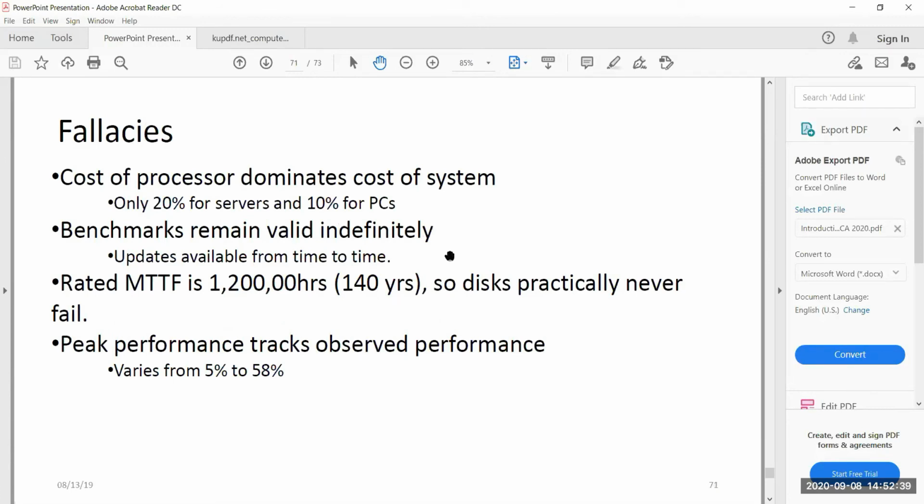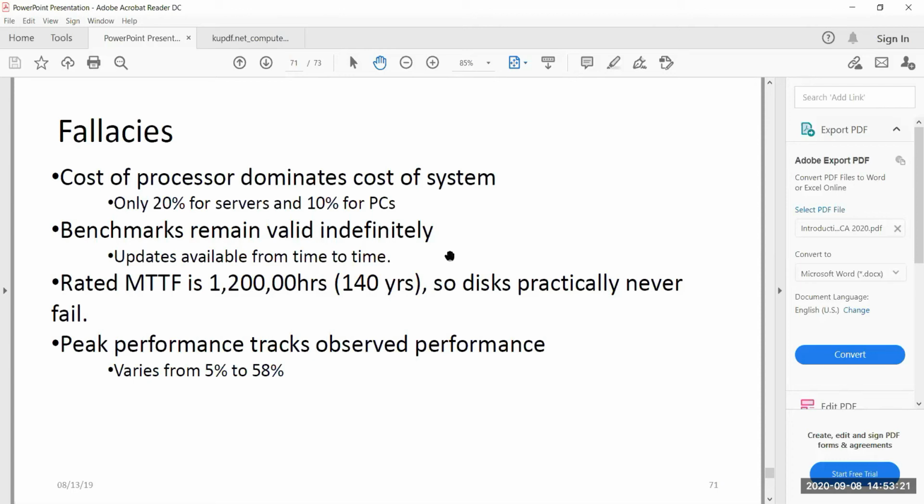And then these are a few things we need to remember as a computer architect: the cost of the processor is not the one which dominates the cost of the system, and benchmarks do not remain valid forever. They are updated from time to time, and whenever you compare your performance to a particular benchmark, you need to consider the latest benchmarks available at that point of time. And the third thing, the rated mean time to failure is almost 140 years. So this practically never fails.